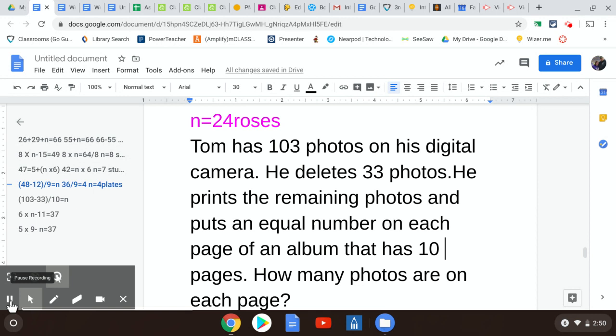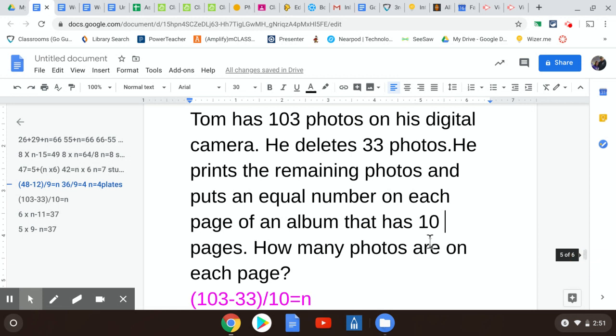So now I'm going to do them and I want you to check your work to see if you got them right. Tom has 103 photos on his digital camera. He deletes 33 photos. He prints the remaining photos and puts an equal number on each page of an album that has 10 pages. How many photos are on each page?